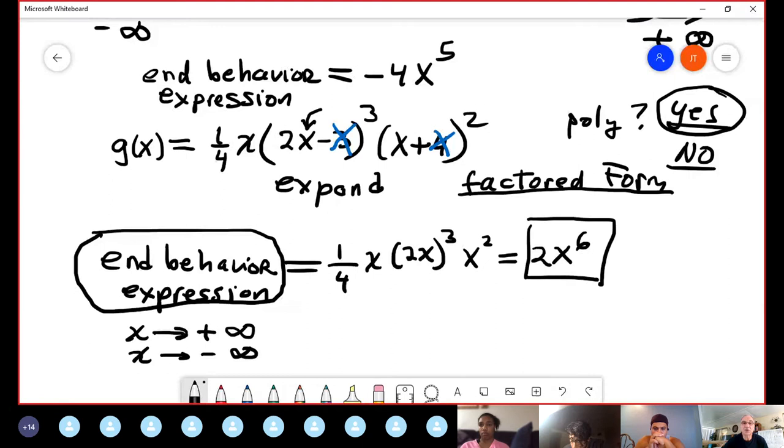The first one was easy: you take only the greatest exponent. In this case, the factored form is a little bit more complicated. Do you see or no?